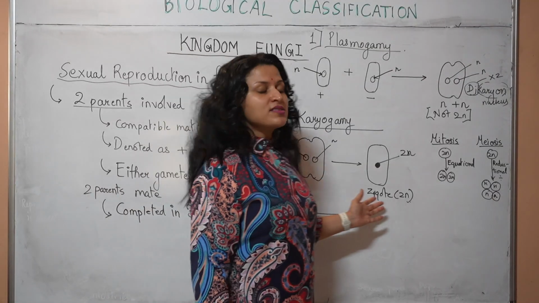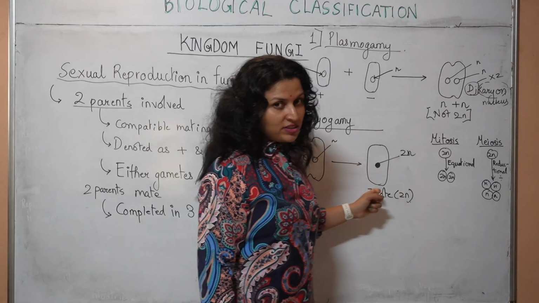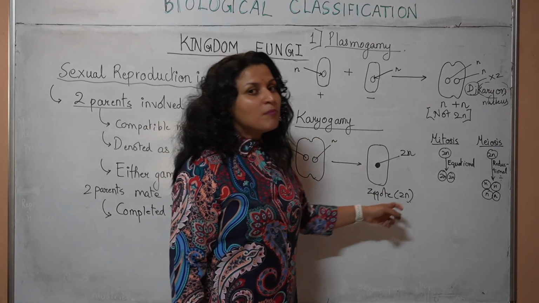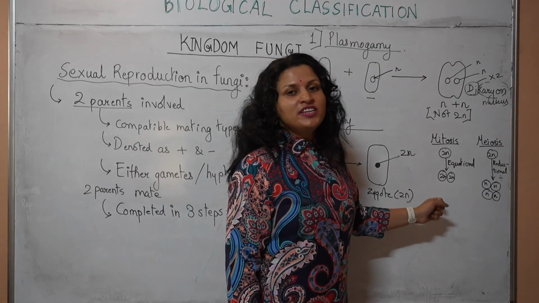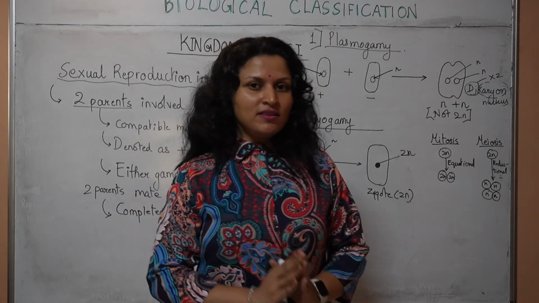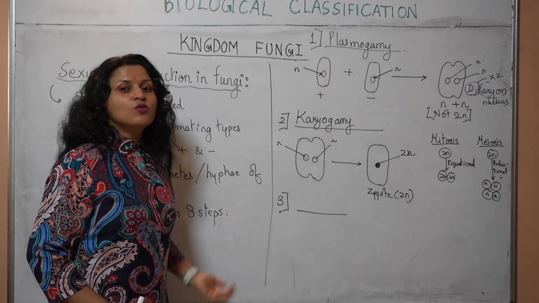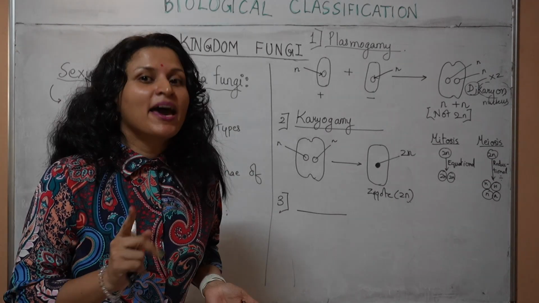In humans, what is the fate of this zygote? In humans, the diploid zygote that is formed undergoes mitosis and not meiosis, because the ploidy of the fetus is supposed to be 2n. We are 2n. Our every cell is 2n in nature. But for a fungi whose ploidy is never diploid, their ploidy is haploid.